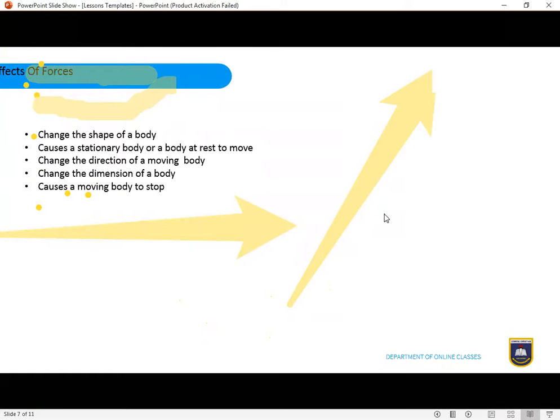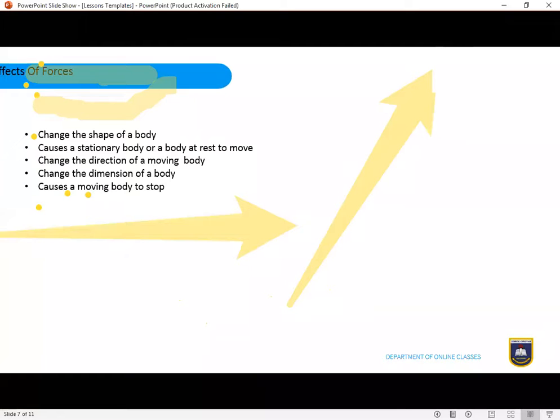So we are moving on to the effects of forces on objects. The first one is that it changes the shape of a body. It changes the shape of a body.